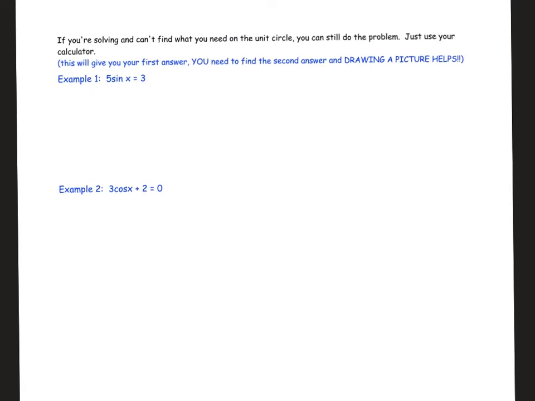Okay, now we've done this kind of problem before, so it should feel like review. But we're solving, so that's kind of the new added level. So here, I can divide by 5. So sine x would equal 3/5. Now, when I go to do the inverse sine of 3/5, 3/5 is not on your unit circle. So this is where we need to use our calculator. If you type in inverse sine of 3/5, you're going to get 36.87 degrees.